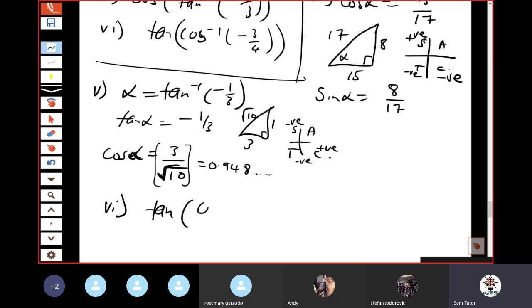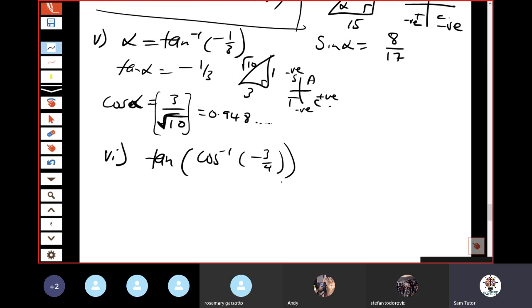10 cos inverse negative 3/4. Okay. 10 inverse cos negative 3/4 should still be, but then that becomes inverse cos. That becomes a negative.